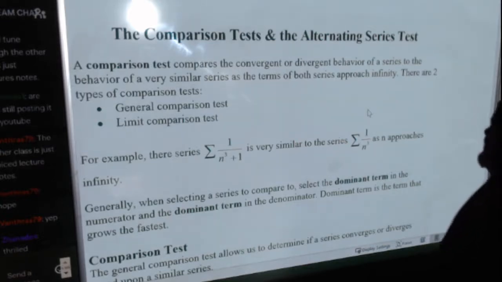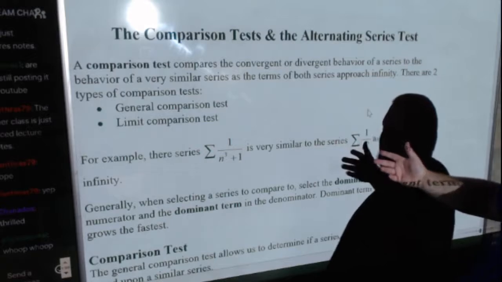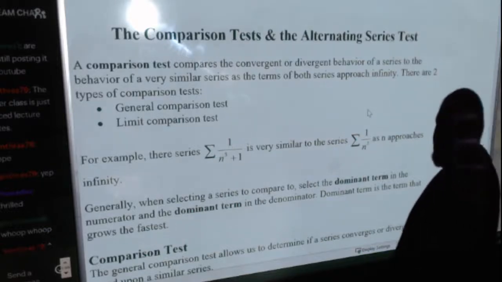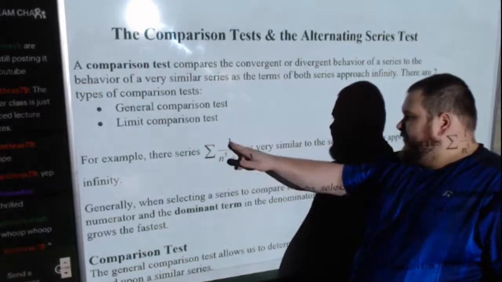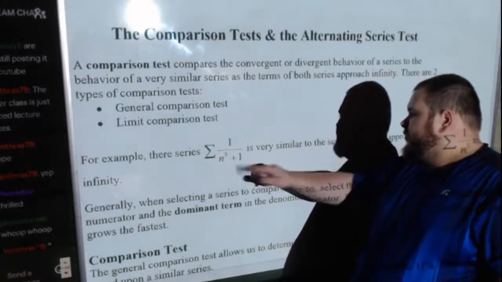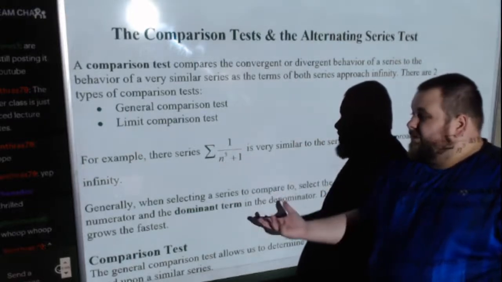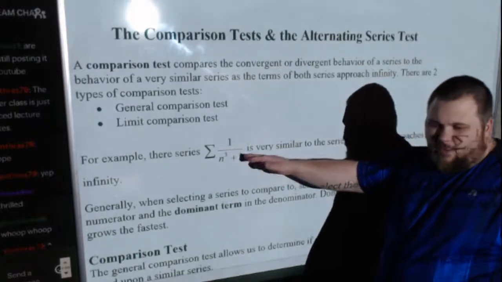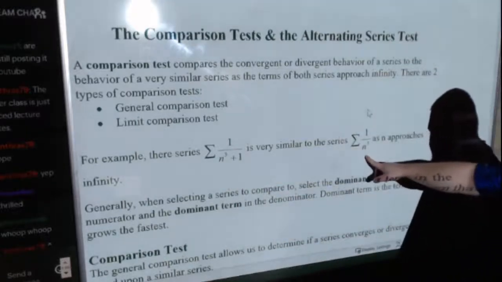So what does this do? Well, the comparison test takes a convergent or divergent series and compares it to another series, and then we can use that relationship. So here's an example. We've got a series that's the sum of 1 over n cubed plus 1. Well, notice, when n starts to get above 4, 5, 6, that 1 doesn't make a whole lot of difference. So we could compare it to the sum of 1 over n cubed.